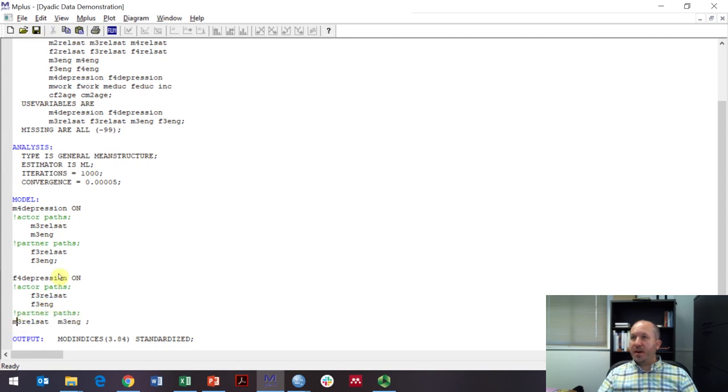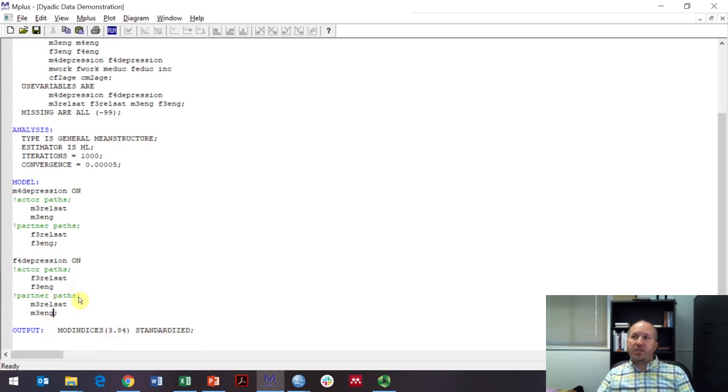And then our partner paths are going to be those opposite paths, and I want to make sure that they're also in the same order. So it goes relationship satisfaction to engagement, relationship satisfaction to engagement, and it's mothers to fathers, so that's our partner paths. So now these are matching paths, which is going to make it much easier for me when I go to do my constraint testing.